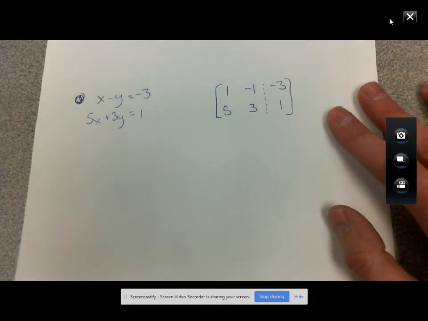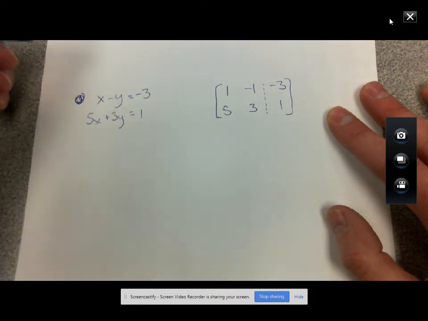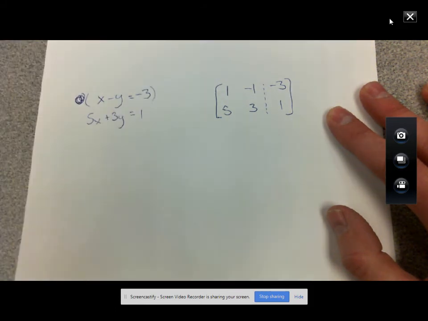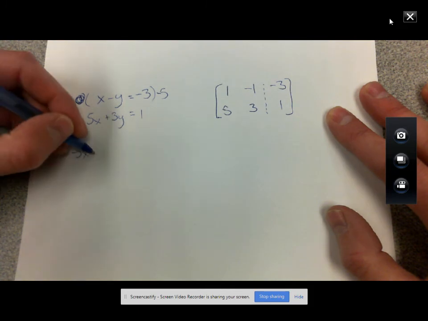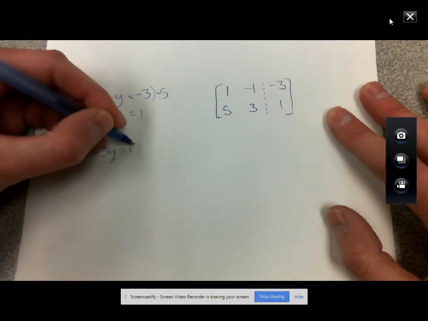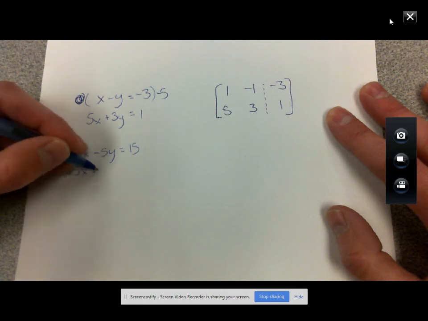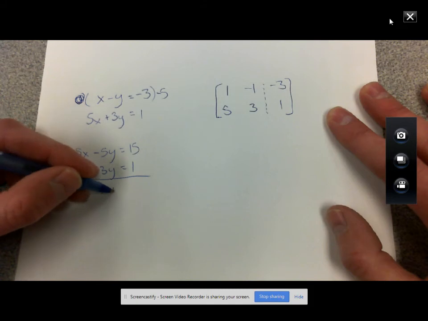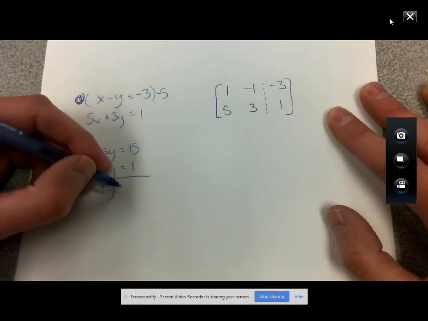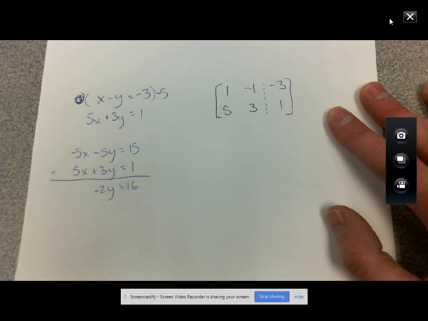All right, one thing I could do, and this maybe isn't your first instinct, but one thing I could do with this system here is multiply the first equation by -5. If I do that, I'd have -5x minus 5y equals 15. If I leave the second equation alone, and add those two equations together, I would have 0x's, I would have -2y's, and I would have 16.